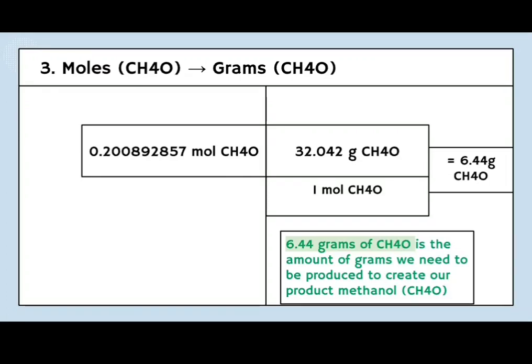Can't really see this because I'm doing it on my calculator at home. To multiply that times 32.05, 0.042. All right, and then you'll get 6.437008927 grams. I just converted it, so it left me some space. But yeah, this is the amount of grams we need to produce our product methanol.